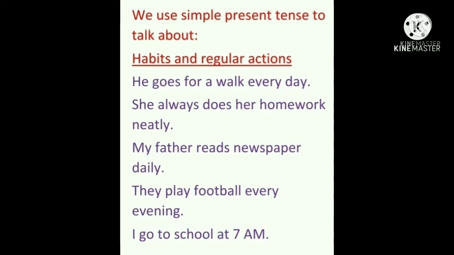She always does her homework neatly. My father reads newspaper daily. They play football every evening. I go to school at 7 a.m. All the above mentioned sentences show that all these actions are happening regularly, isn't it? Or all these are habitual actions. That means it happens sometimes every day, sometimes every hour, every week, like that.